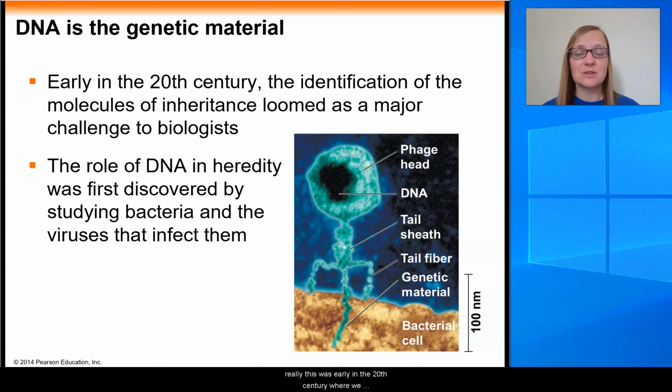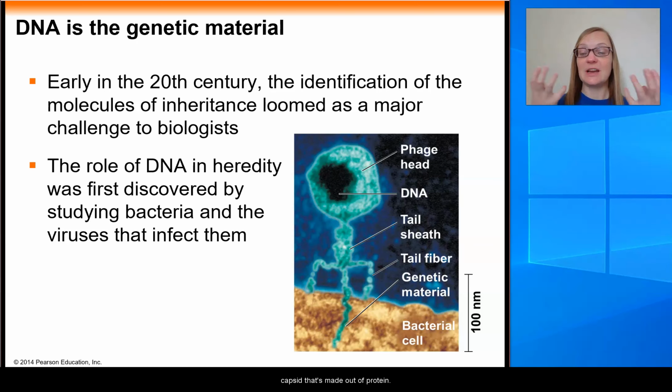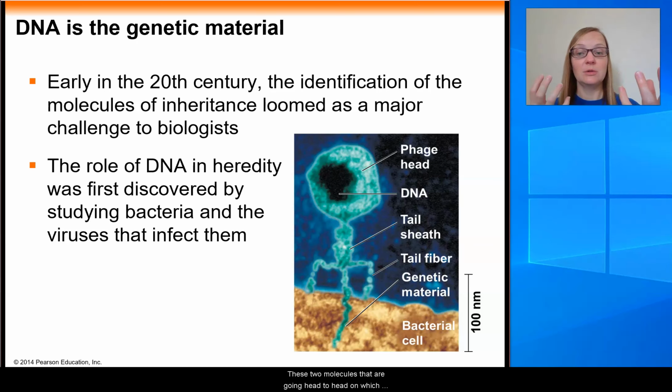So really, this was early in the 20th century where we identified that DNA were these molecules that house the genetic information. And the way the experiments were done was using bacterial cells and bacteriophages. Remember that bacteriophages are those viruses that just infect bacterial cells. And the nice thing about these bacteriophages is that they are just created out of 2 macromolecules. Their genome is made out of DNA, and then you've got the capsid that's made out of protein, right? These 2 molecules that are going head to head on which one is going to be housing the genetic material.